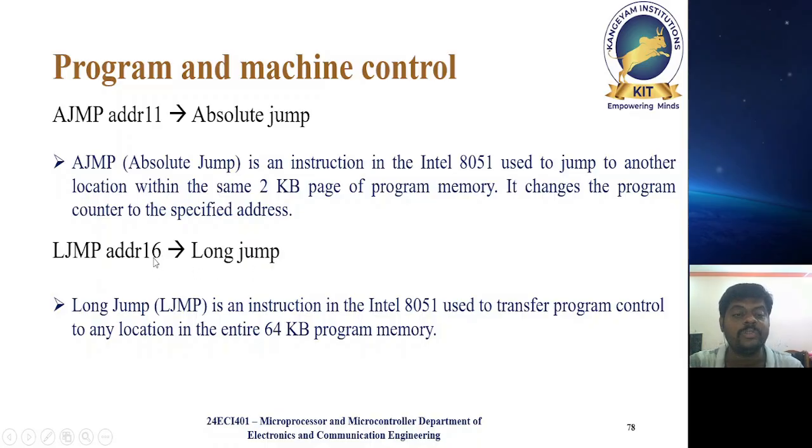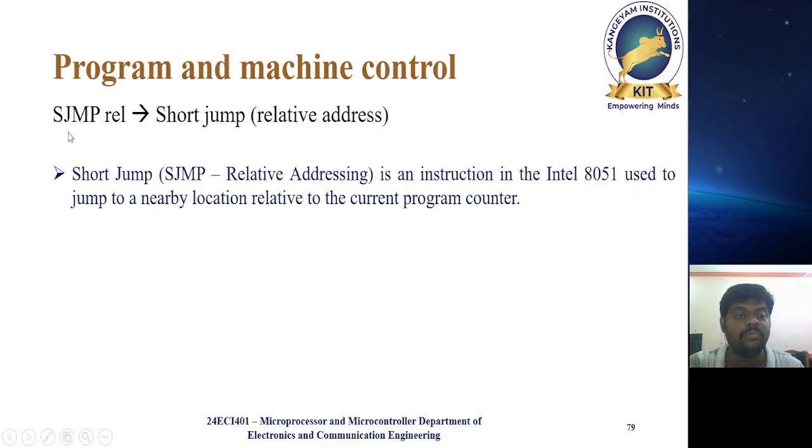Okay, so we are able to jump up to the memory location of 64 kilobytes. Another one is the short jump. The short jump is a relative short jump, so we have to give an 8-bit address, meaning the jumping will be within 8 bits. That means it can only jump up to 255. That's why it is called a short jump. So the control transfer will be between 0 and 255.